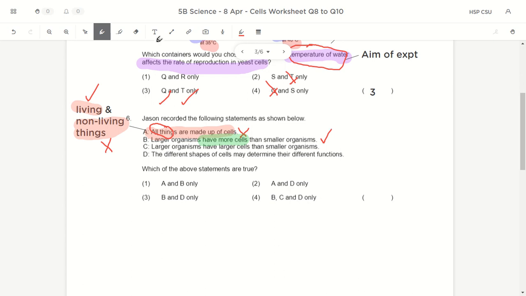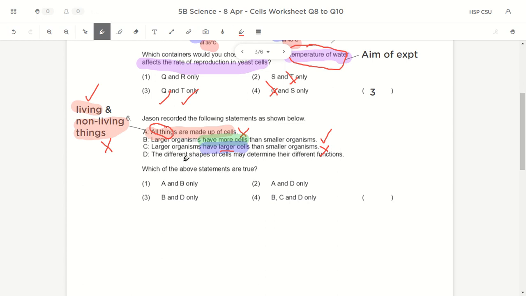And on the other hand, if B is correct, C must be wrong, because C says larger organisms have larger cells, which is wrong. The cells don't really grow in size that much. They actually grow in numbers. So larger organisms do not have larger cells, they just have more cells. So C is wrong. Later we'll just cancel it out.